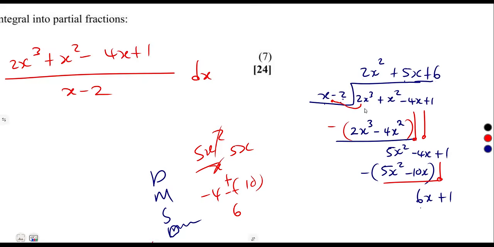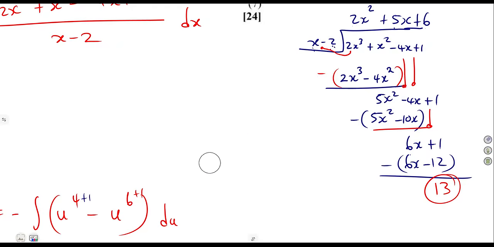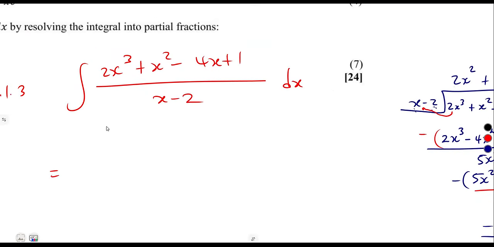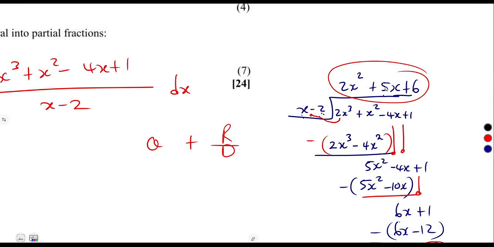Multiply everything. 6 times x, that's 6x, 6 times negative 2, negative 12. Subtract to obtain the remainder. This cancels. So 1 minus minus 12, that's a 13. So we've got a remainder of 13 from what we have. So meaning to say, we can rewrite whatever integral that we're given here in terms of our quotient plus the remainder over the divisor. So that is our quotient.